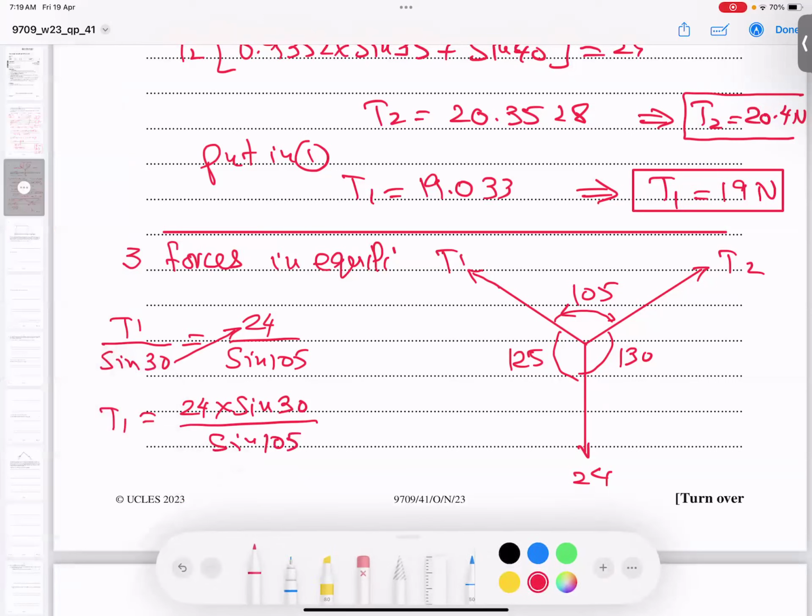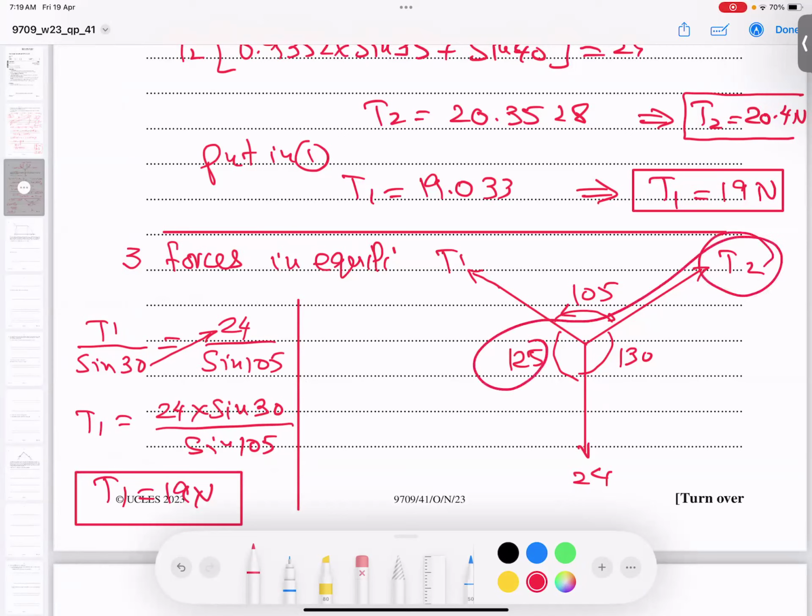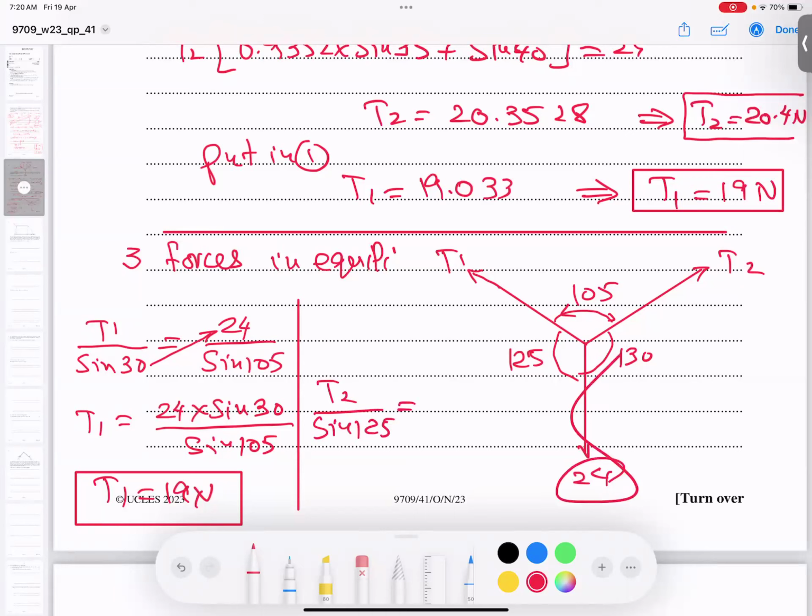I just drag slightly to the left side because I need to work on the second part. And T1 is coming to 19 newtons directly, without any working. Now, same way I can work out T2. T2 up and sine of 125 down, and this up and this down. This will multiply there and you will get your answer.